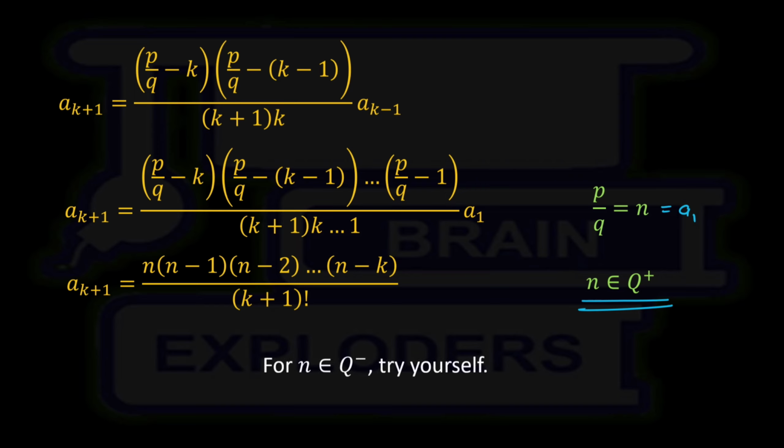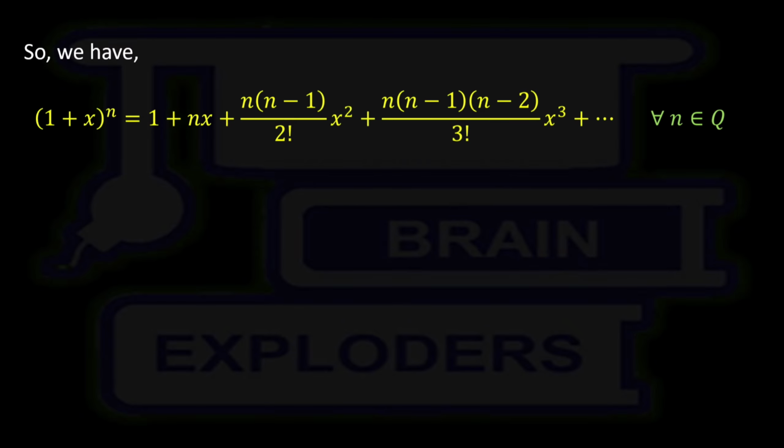So to prove it for negative rational numbers, there is a hint for you. We know that d by dx of x to the power minus p is equals to d by dx of 1 upon x raised to the power p. And now using the chain rule, you can continue. So you can prove it for negative rational numbers by yourself. Okay, nice. Now we have this series expansion proved for all rational numbers. Now we have to extend it to real numbers, right?